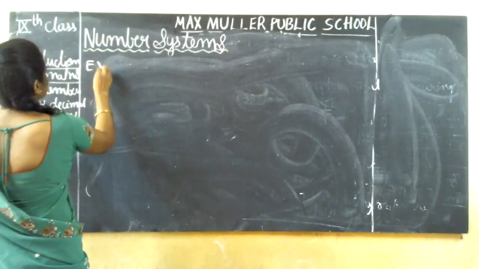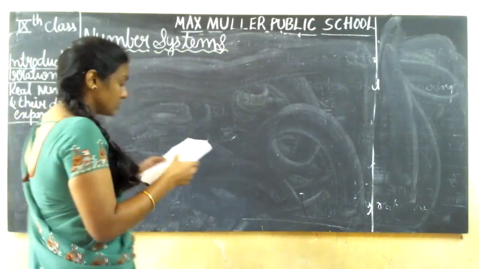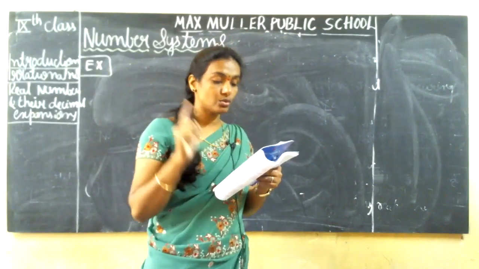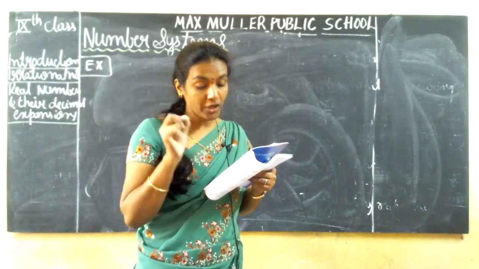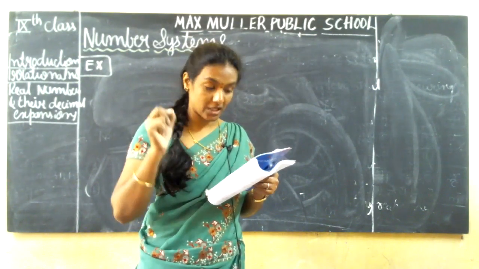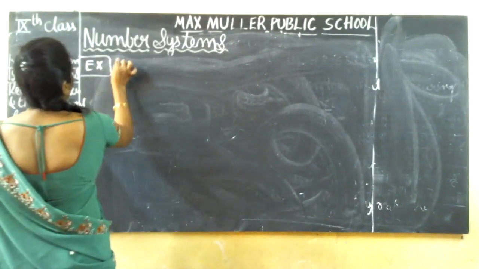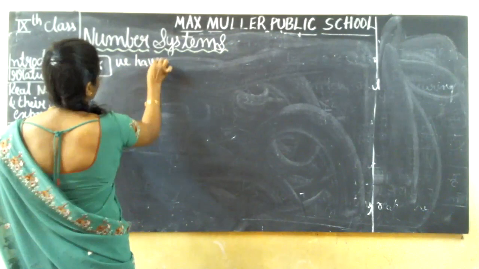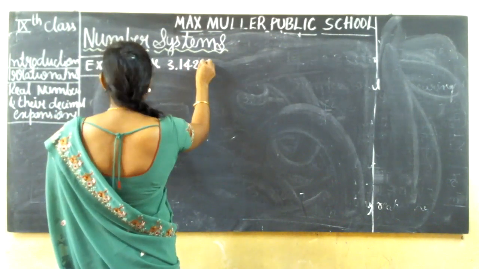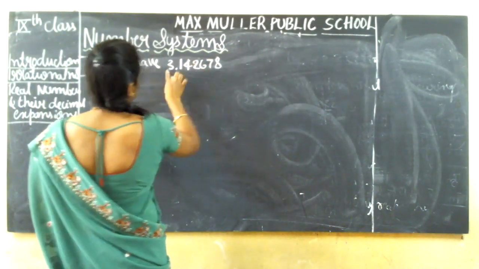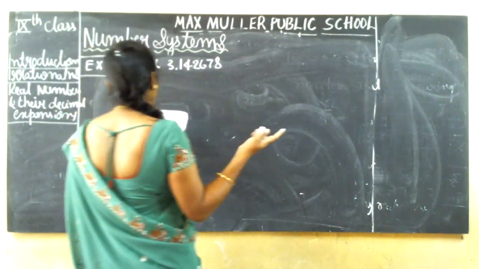Now I will take examples which are there in your textbook itself. Show that 3.142678 is a rational number. In other words, express 3.142678 in the form of P by Q, where P and Q are integers, Q is not equal to 0. So we have 3.142678 here. You have to write this in the form of a rational number.